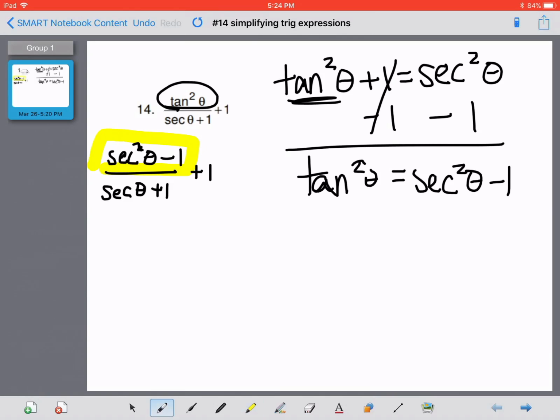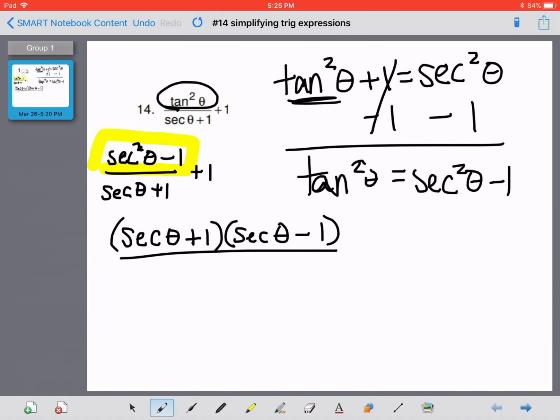This is actually a difference of squares, so you may not have seen it, but it's basically secant theta plus 1 times secant theta minus 1. That's what that equals, okay? That's the difference of squares, over secant theta plus 1 plus 1.